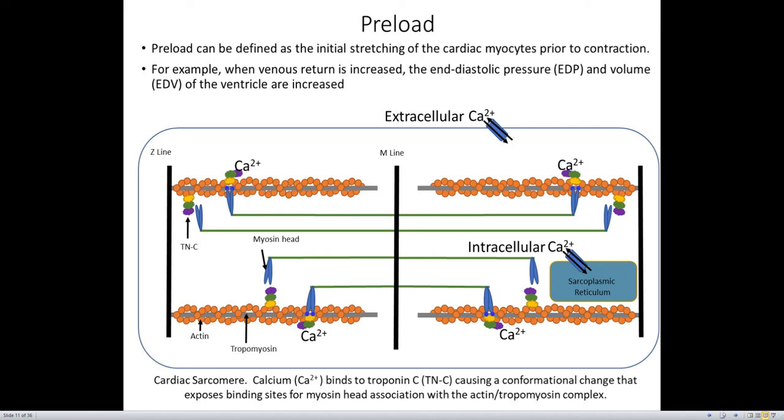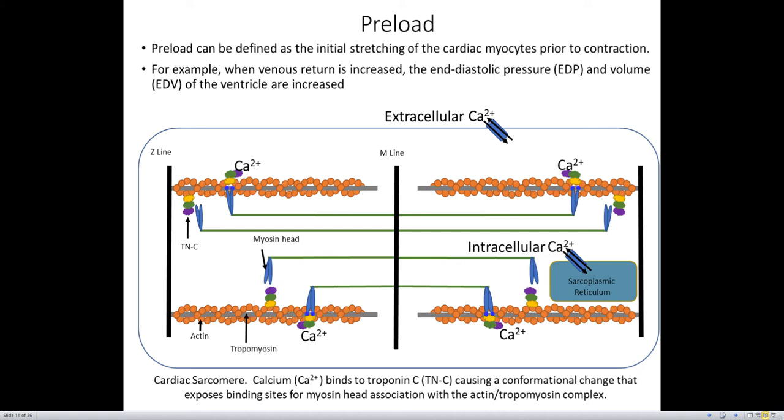Now, when contraction is over, calcium needs to be released from this troponin complex so that it moves back to where it was, so that relaxation can occur. If that doesn't happen, if calcium is in too much concentration, so there's a lot of calcium binding to the troponin, then we can experience a state of tetany in which the myocardium actually doesn't relax completely.